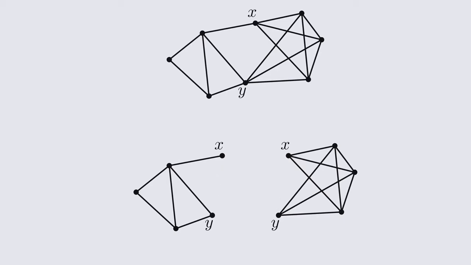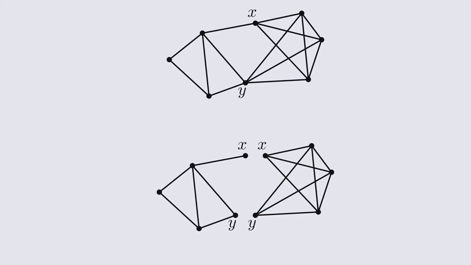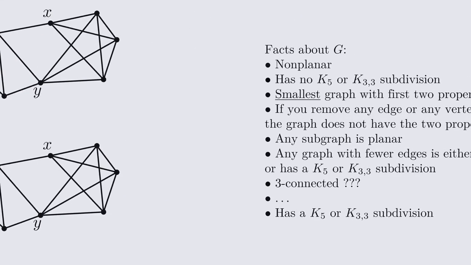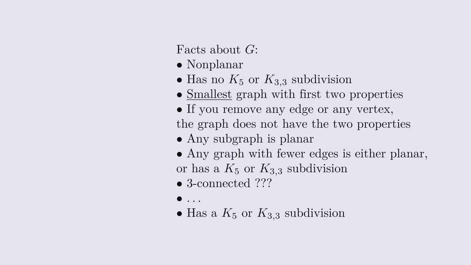So now we can remove the edge xy from each of the components, merge them together along x and y to get G. But now G has a K5 or a K3,3. Can you see where? The edge xy in the non-planar component has been replaced by a path going around the other component. Since that is a contradiction, we know that G must be 3 connected.